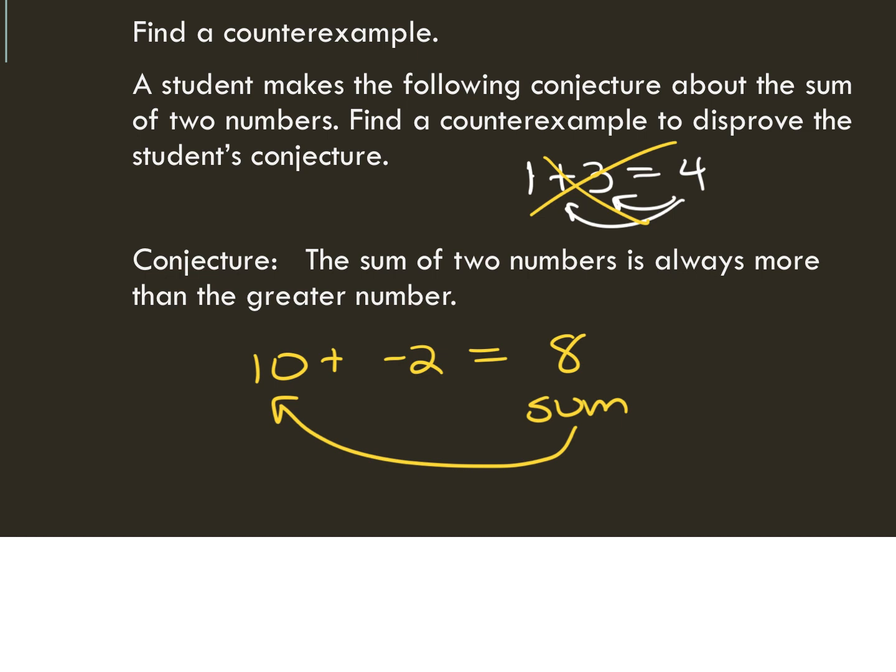So again, we're not trying to prove it true, we're trying to prove it false. Another one would be negative 2 plus negative 3 gives you negative 5. Negative 5 is not greater than negative 2, so this would be another one. But again, when I ask for a counterexample, just give me one.